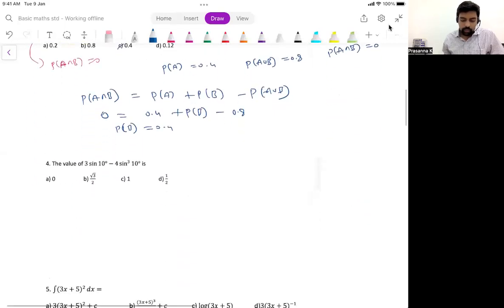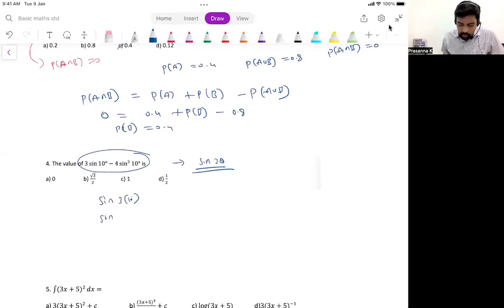Then fourth question, the value of 3 sine 10 degrees minus 4 sine cube 10 degrees. This is the application of sine 3 theta. Sine 3 theta is 3 sine theta minus 4 sine cube theta. So that can be written as sine of 3 into 10 degrees, which is sine 30. Sine 30 is 1 by 2.